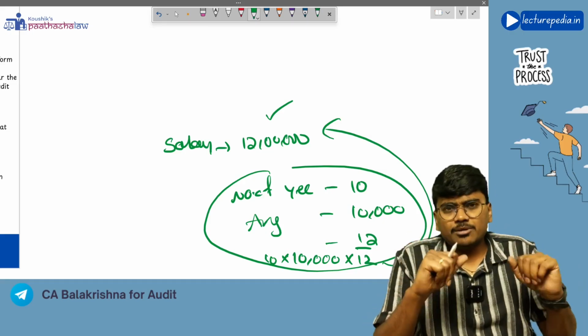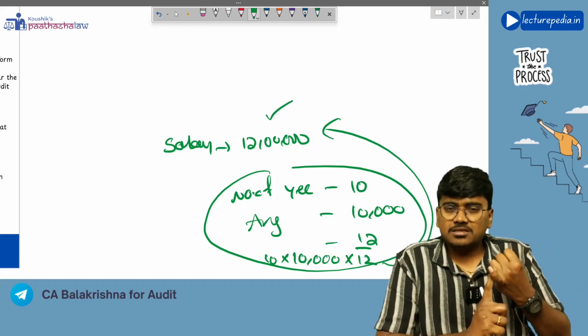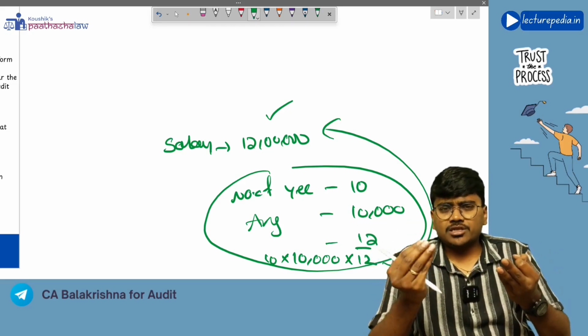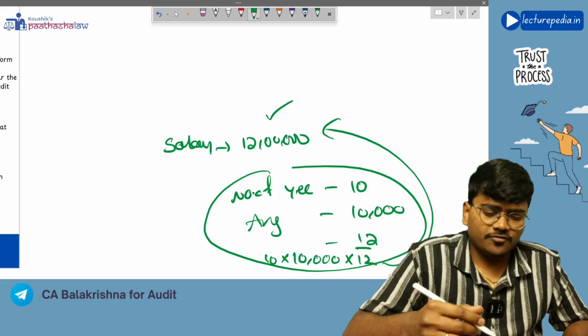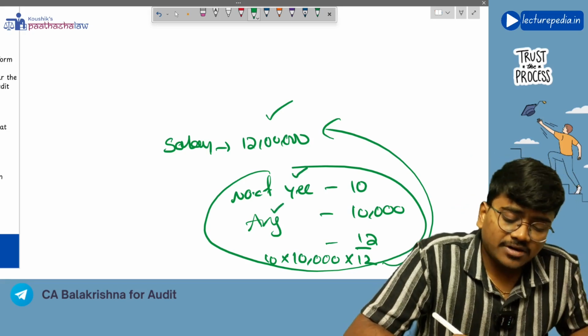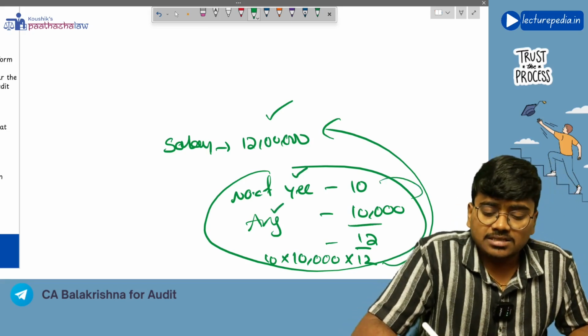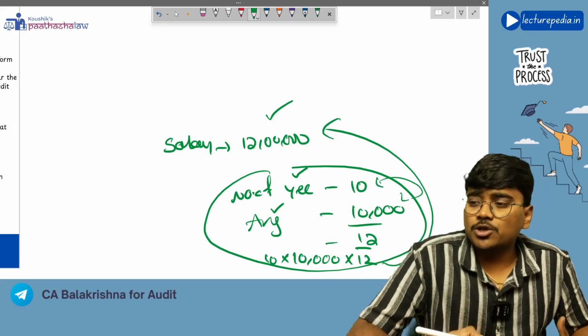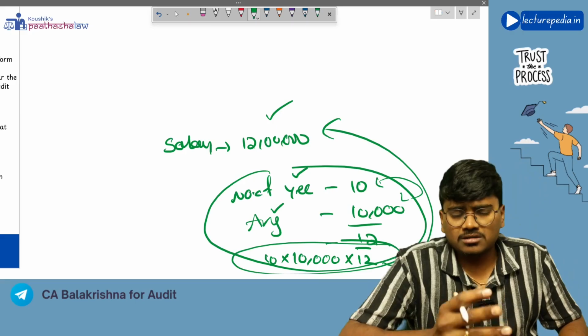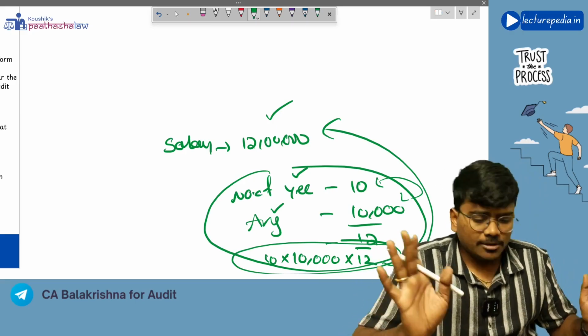So analytical procedure can be in the form of trend analysis, in the form of ratio analysis, or using the plausible relationship between financial and non-financial data. If you see here, number of employees is a non-financial data and average salary is a financial data, and there is a relationship between this. So by using that relationship, you are expecting the value of salary amount, correct or not? This is the analytical procedure. Let's see.